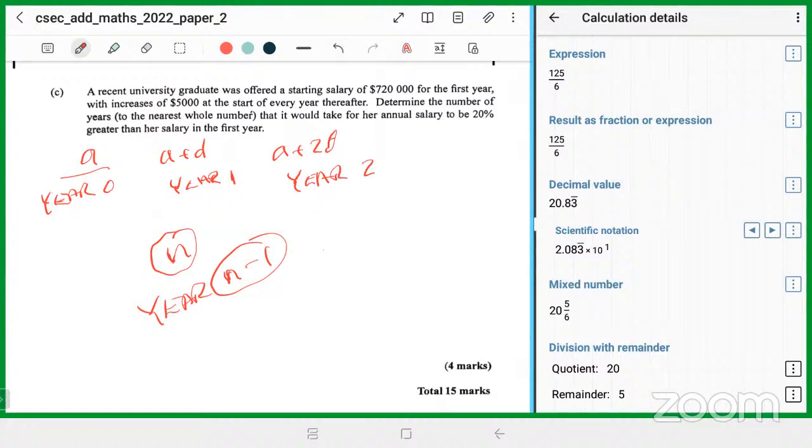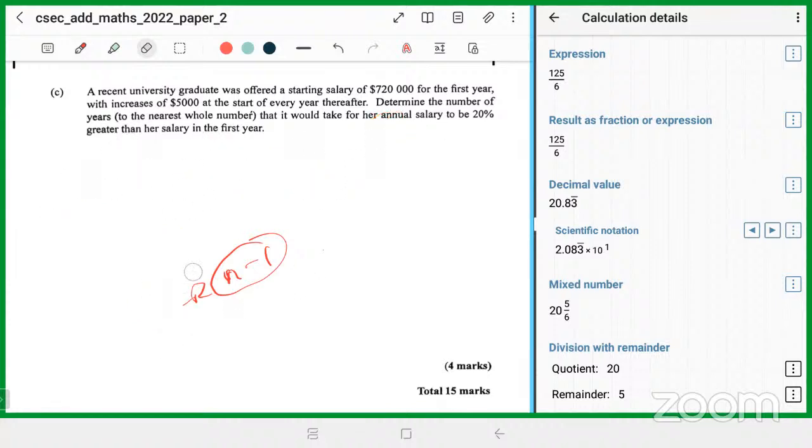So the third term, the N would be 3. But the year is 2. So I say that the year equals N minus 1. All right? If you remember that. The term number minus 1 tells you the number of years that have passed. You have to remember that with this question, the time question. I'm asking for the number of years since it starts.